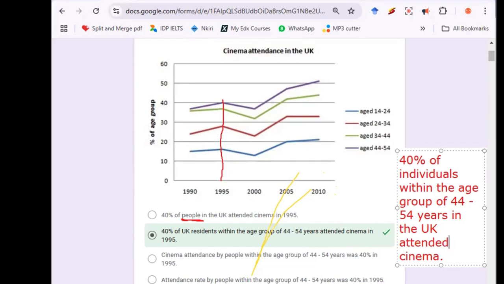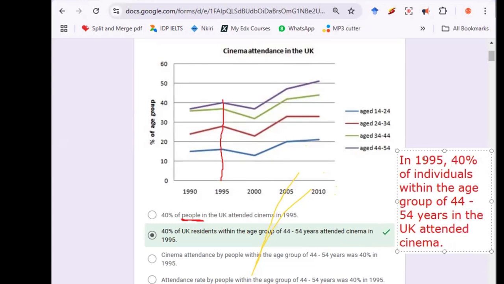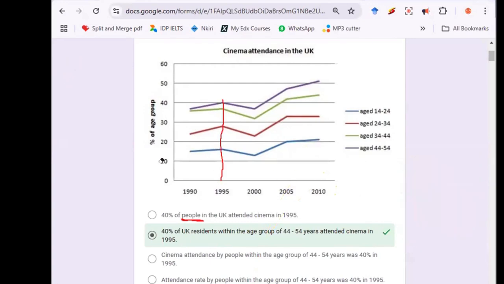Okay? So I'll just put in the beginning, in 1995. This is another way to write this number 2 sentence that I just wrote now. In 1995, 40% of individuals within the age group of 44 to 54 years in the UK attended cinema. I actually prefer this one. This one that is on the website sounds better than the one that I just typed now. So that's that for number 1.